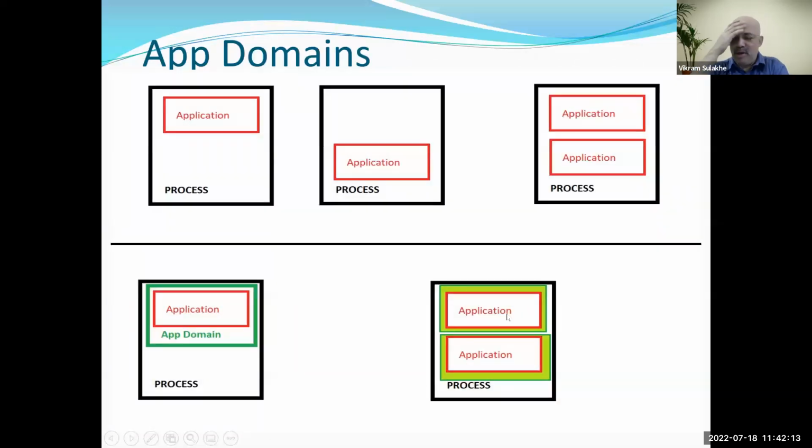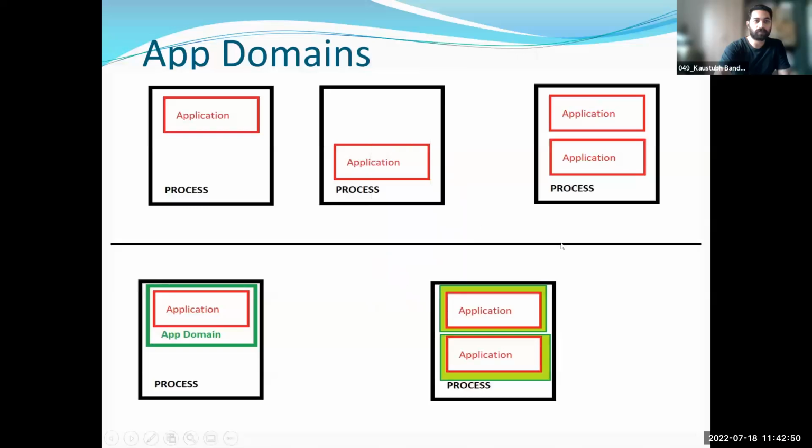So whatever I drew some time back, same thing. This is what was attempted earlier. Instead of running different applications in different processes, run multiple applications in the same process. But this was unstable. So what has .NET done? Within a process, you've got an app domain, and the application is restricted to that particular app domain. Rather than affecting the whole process, it is only restricted to its own app domain. So same thing that I drew some time back.